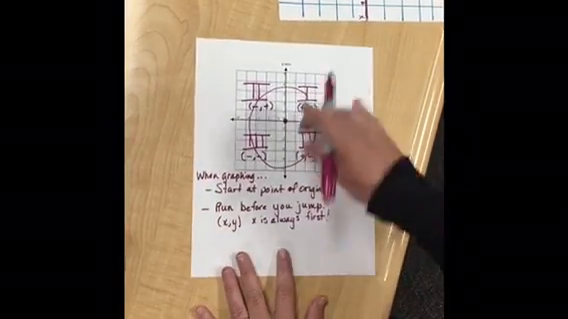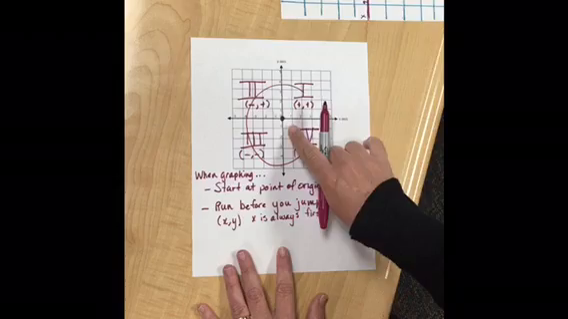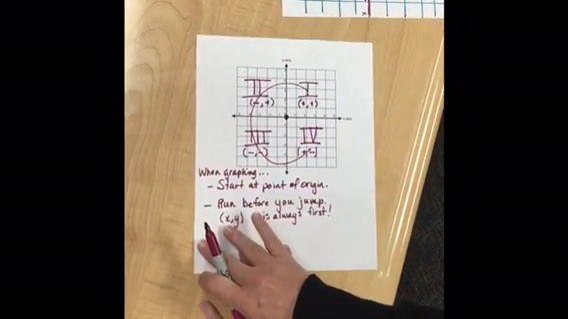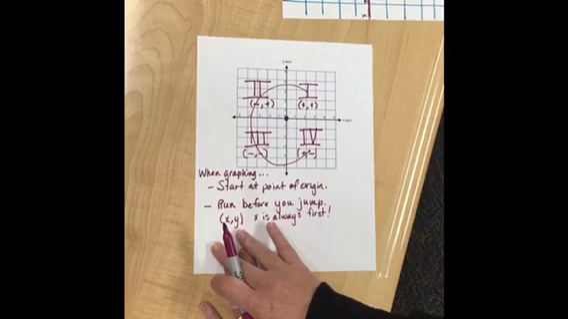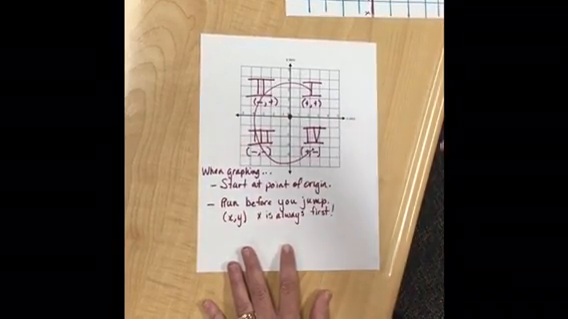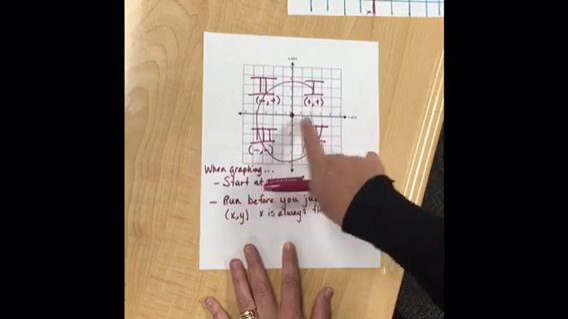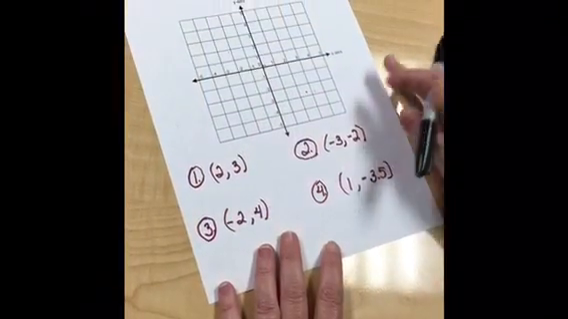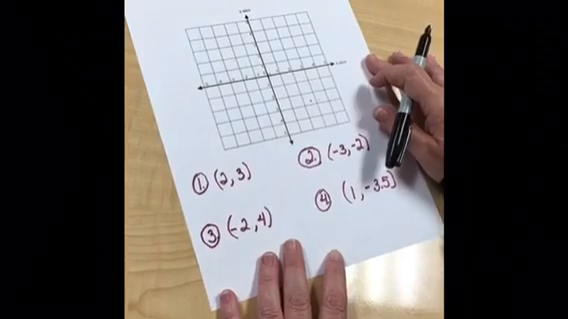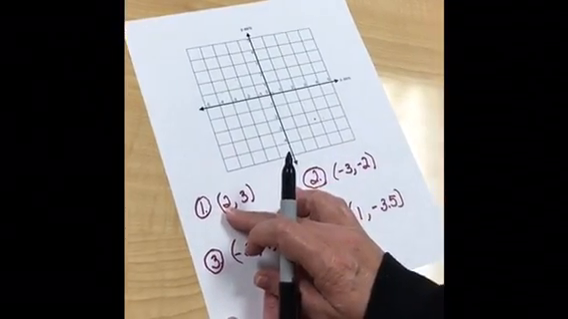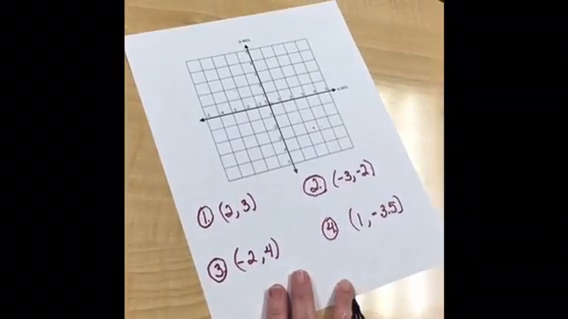When you're graphing, you always want to start at the point of origin. And then in each coordinate, the X is always first and the Y is always second. But how you remember that is that I always tell my students that you need to run before you jump. Okay, now let's do some practice. Now remember, you always need to run before you jump. The first number is always X and the second number is always Y.